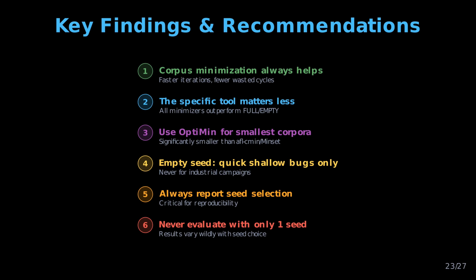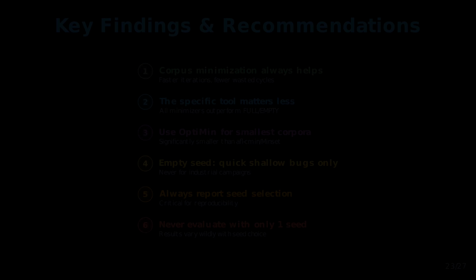Third, the empty seed is a double-edged sword. It is fast for shallow bugs but unreliable for deep exploration. Fourth, the full unminimized corpus is actively harmful on targets with slow iteration rates. The fuzzer wastes all of its time on redundant seeds and doesn't do anything productive. And finally, the paper strongly recommends that seed selection be carefully considered and explicitly documented in all fuzzing evaluations. You should never evaluate a fuzzer with only a single seed, as this can lead to misleading conclusions about the fuzzer's effectiveness. Now for some critical analysis.